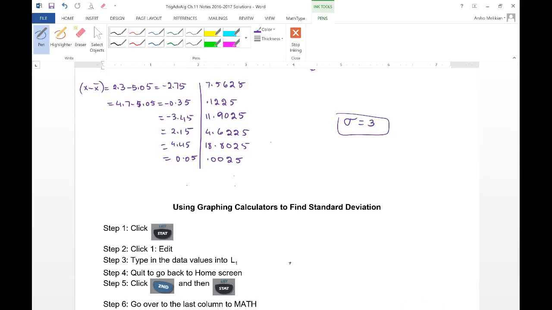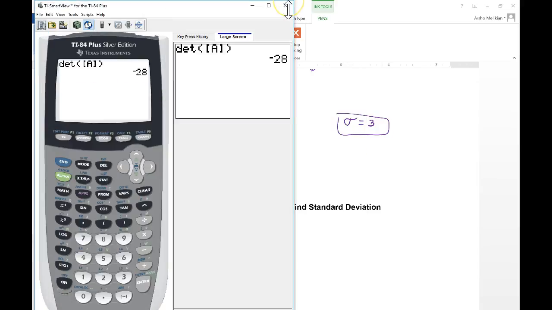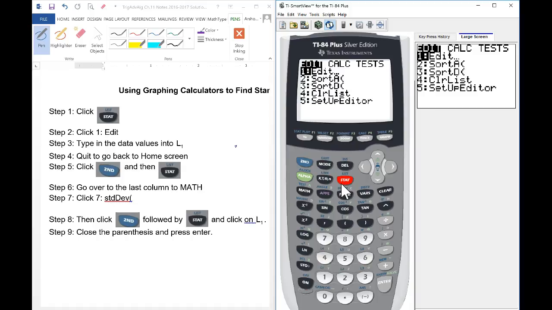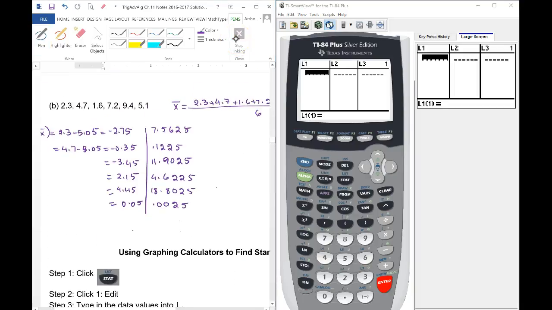Let me get out my calculator. So close that. The homework, okay. I want to minimize the repetitions. So we're going to click stat. Okay, you can finish the other one on your own. That's fine. We're going to click stat. Okay, and then edit. Press enter. Now, we're going to type in the data values into L1. So let's use the ones from here.